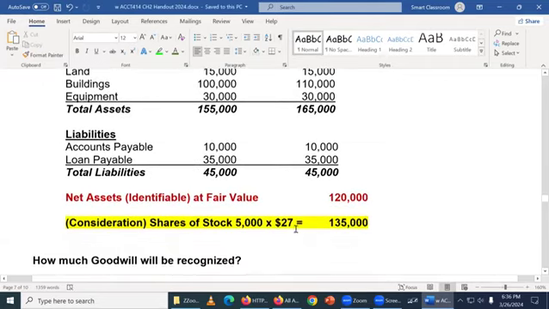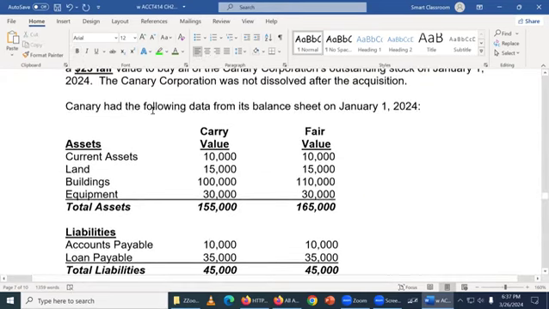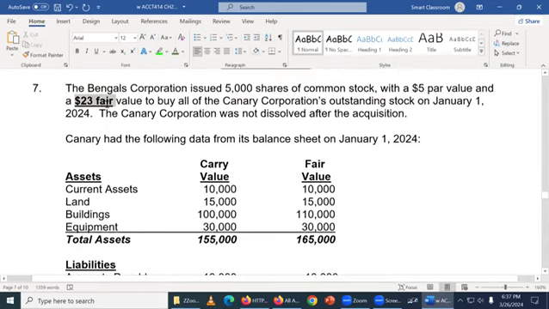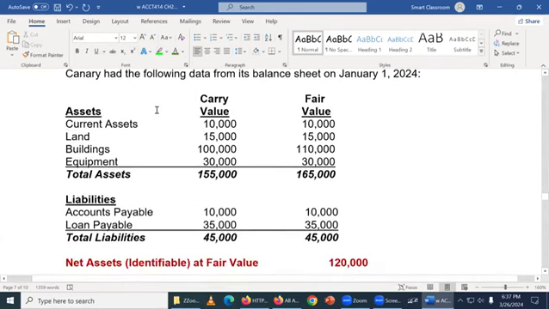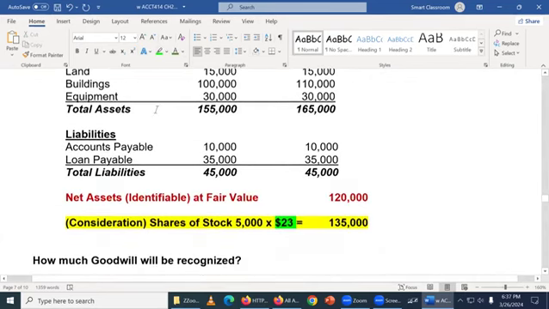Okay, so the shares of stock, instead of being $27, they're only 23. So I'm going to change this to 23. And let me make that a different color. Let's make that green, how about, so that we know it's different than the other one. So if the stock was only worth $23 a share, what is that? 5,000 times 23. Yep.